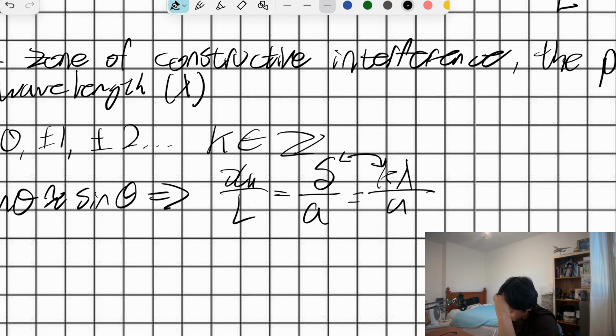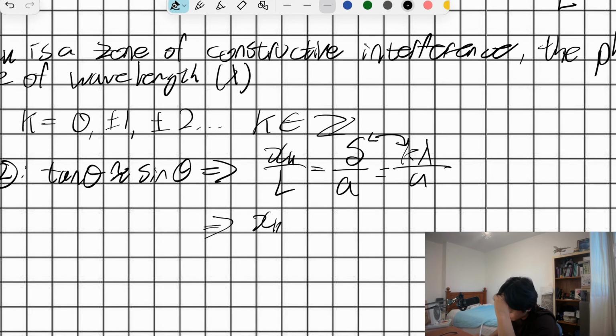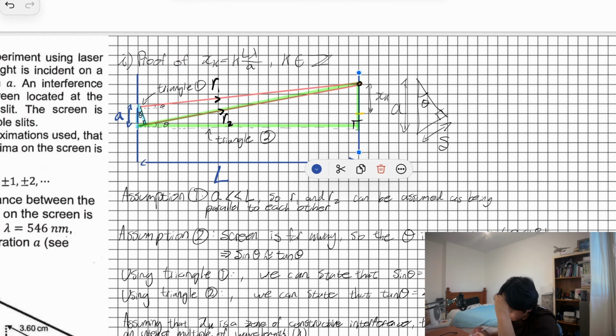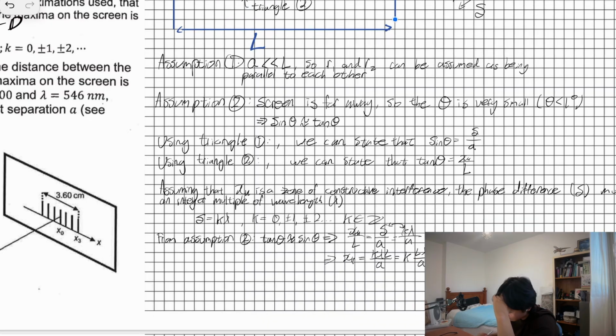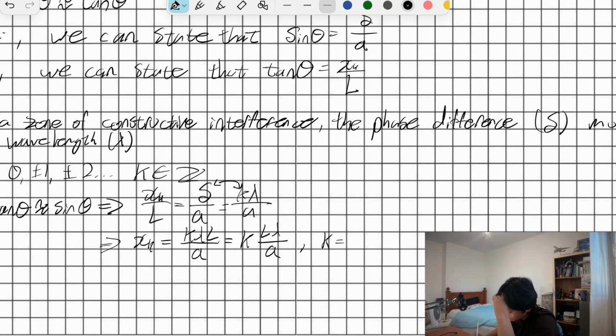So by rearranging this formula and multiplying L on both sides, you can say that xk is going to be k lambda L over A. We can rearrange this to write k L lambda over A, which is the same thing as what is in the question, where k is 0, plus or minus 1, plus or minus 2, etc.